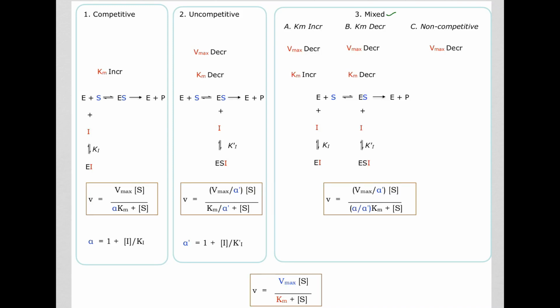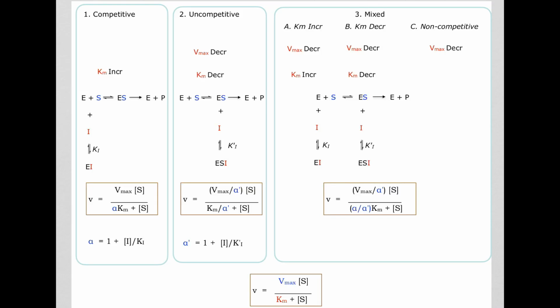Similarly, for mixed inhibition, the Vmax decreases, because the inhibitor binds to the enzyme-substrate complex. So we use alpha prime for this. Similarly, we'll use alpha prime for this. So how much has the Vmax decreased? The Vmax has decreased by a factor of alpha prime.